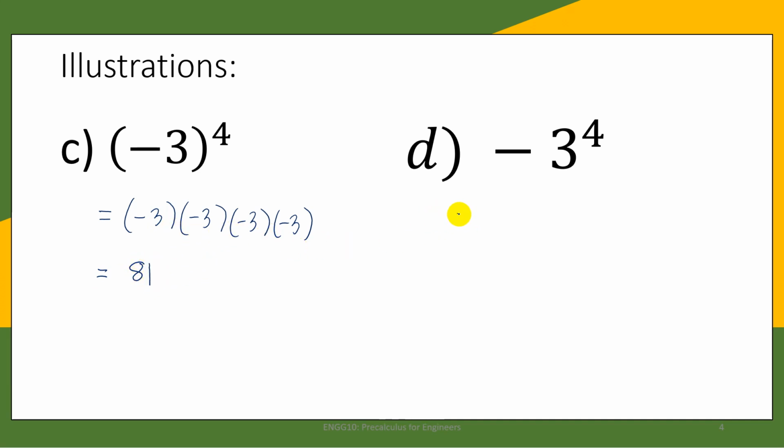For part D, the negative sign is not included in the base, so the negative sign should be outside, and then we need to multiply 3 by itself 4 times. In this case, the answer is negative of 3 times 3 times 3 times 3, which is negative 81.